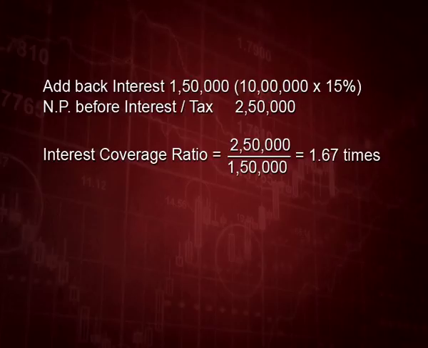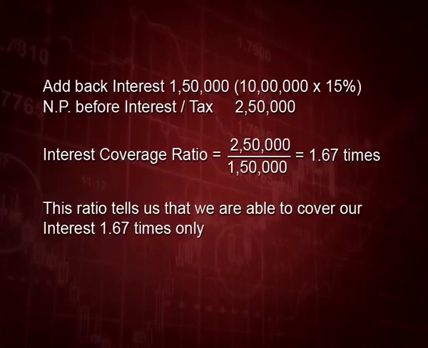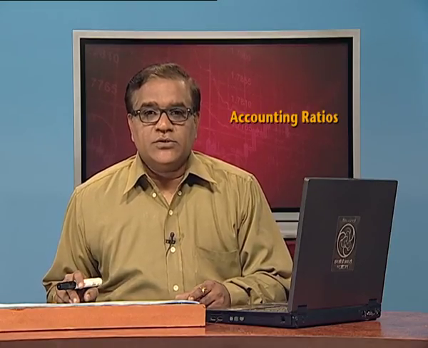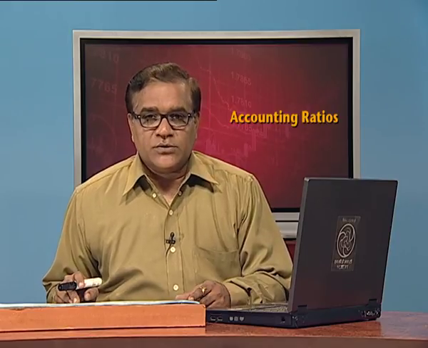Now, apply the formula. Interest coverage ratio is equal to 2,50,000 divided by 1,50,000, that is 1.67 times. Now, this ratio tells us that we are able to cover our interest 1.67 times only. So, the company really should work hard, pull up its socks and work very hard, because the margin is very less. The next section is activity ratios, or you can say turnover ratios.